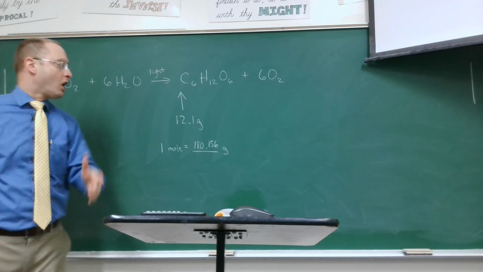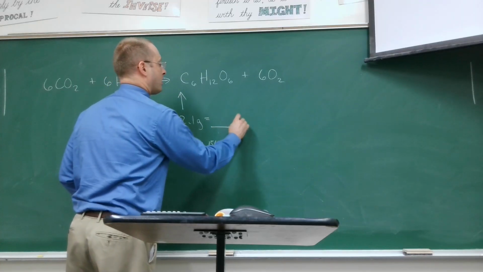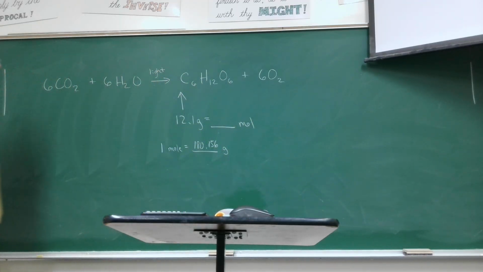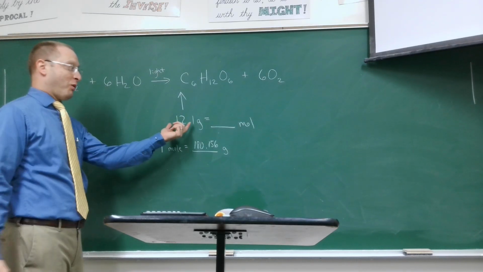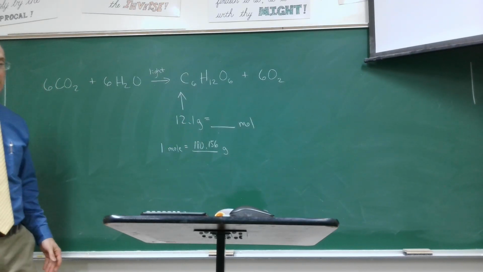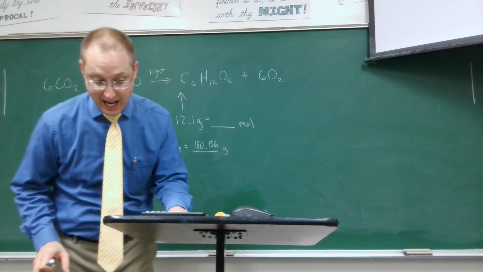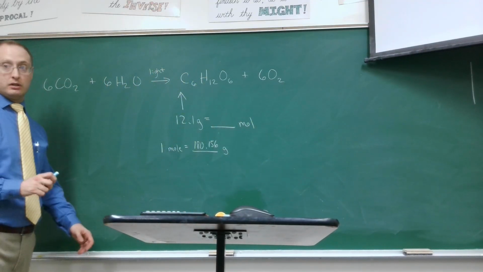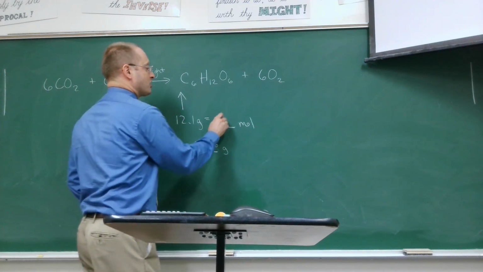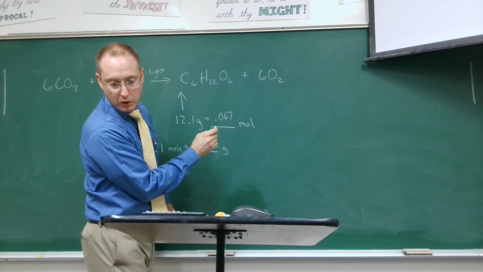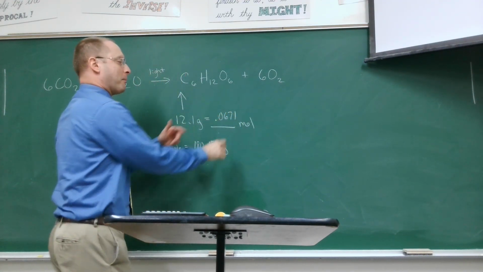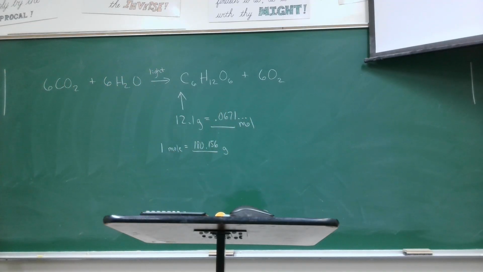Does that make sense? But I need to know how many moles. How would I figure out, and it's going to be a tiny number, how many moles I got, class? Divide 12.1 by the 180.156 it would take to make a mole. And how many moles is that? And it ain't much. 0.067, I'm going to do one more sig fig here, 0.0671 moles.